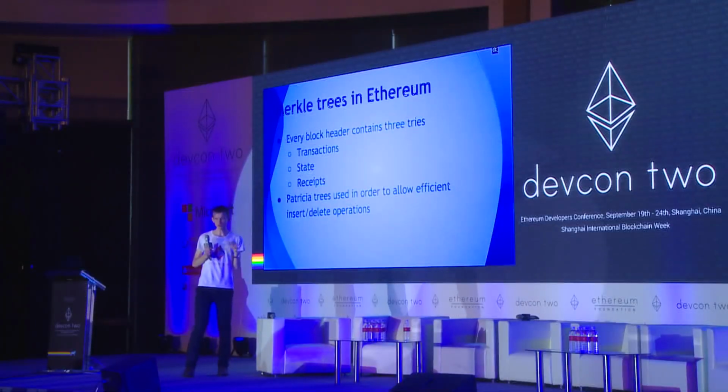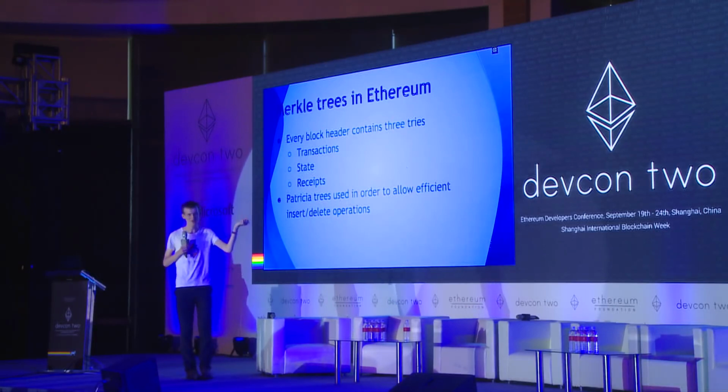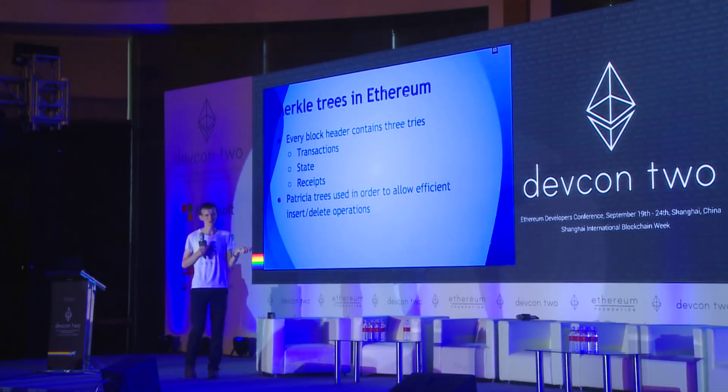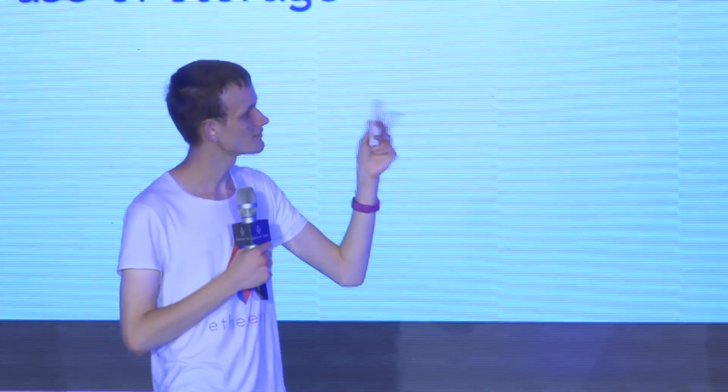Block headers contain 3 trees. Bitcoin uses Merkle trees just for transactions. We use Merkle trees for transactions and for the state. This includes account balances, contract code, contract storage, and receipts. We also have Patricia trees, which allow you to update the tree very efficiently. Those are the basic building blocks of the Ethereum protocol right now.